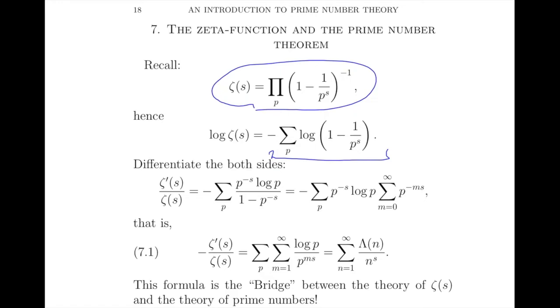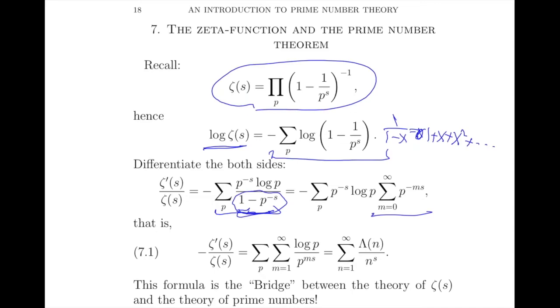And now we differentiate both sides. Then the left-hand side is zeta prime over zeta, and zeta prime means the derivative of the Riemann zeta function. And the right-hand side, by considering the differentiation of the logarithm, we obtain this one. And in the denominator, we again use the expansion 1 over 1 minus x is 1 plus x plus etc. We use this expansion for the denominator part to obtain this one. So this is the expression.